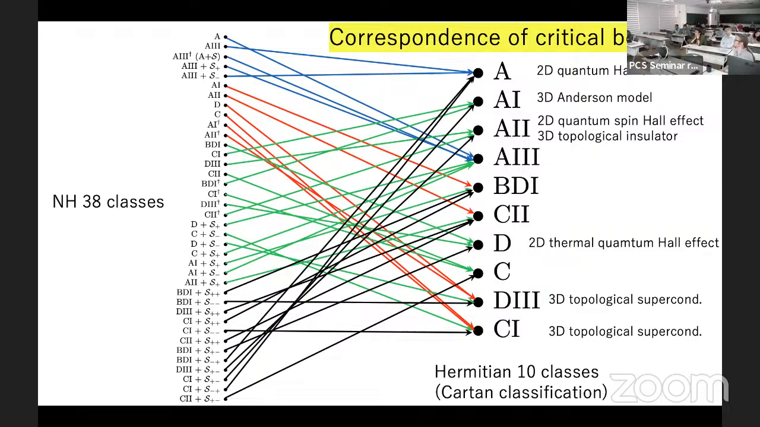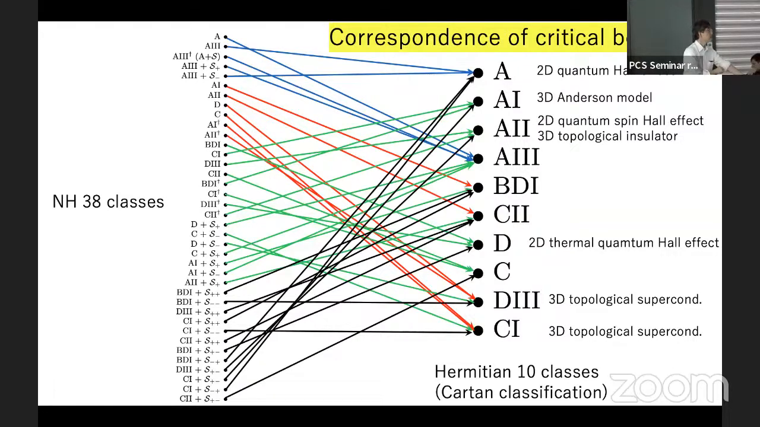Okay, this mapping also works for the topological property. So there is, for example, this one and this one, A3 and A3 plus S minus, which have the same topological property because they are mapped to the same class. So the wave function, the things related to wave function amplitude, are described by this one.